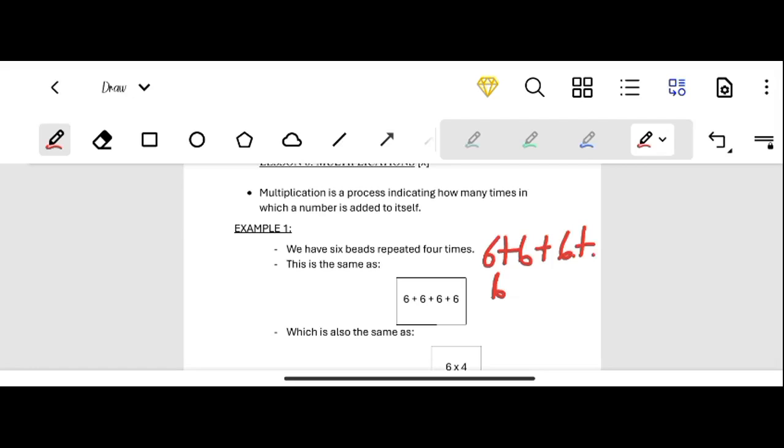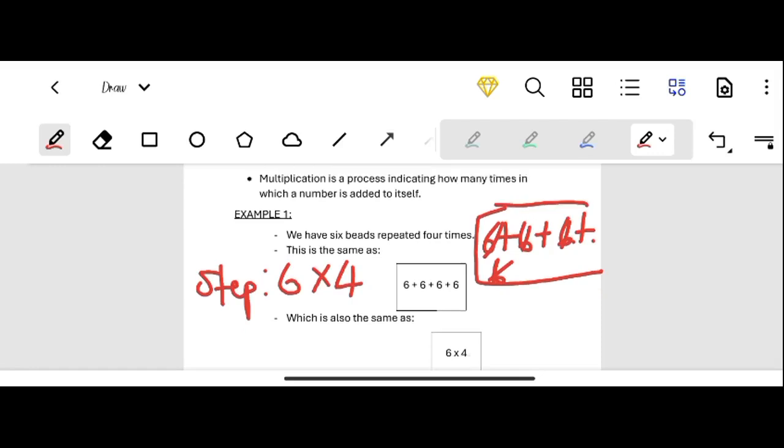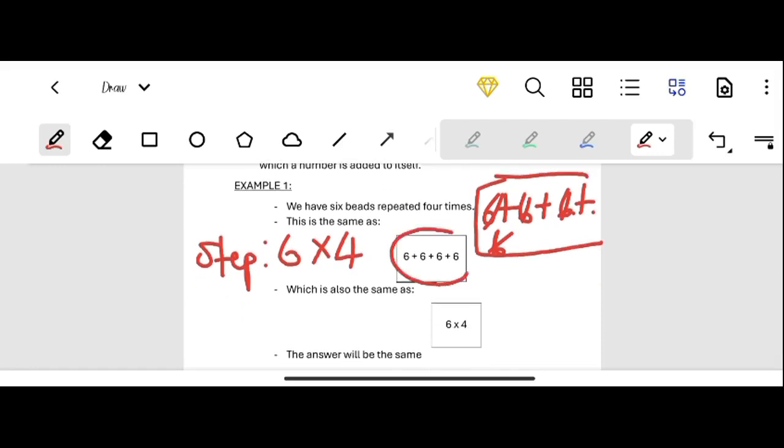So what do you check? Step 1, you check what do I have? You have 6s. And step 2, you check how many 6s there are. We have 6 number 1, 6 number 2, 6 number 3, and 6 number 4. So you write multiply by 4. So 6 times 4 is 6, 12, 18, and 24. That's the answer for 6 multiplied by 4.